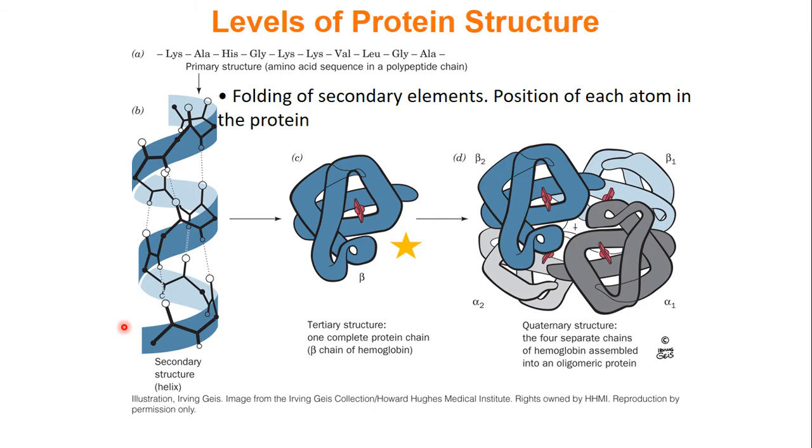Just a reminder over the levels of proteins. Primary structure is just your list of amino acids. Secondary structure are your alpha helixes and beta sheets, beta turns, local structure. Tertiary structure is one complete protein chain, so one N-terminus and one C-terminus folded into a 3D conformation. And quaternary structure is if you have multiple chains coming together to form a superstructure.